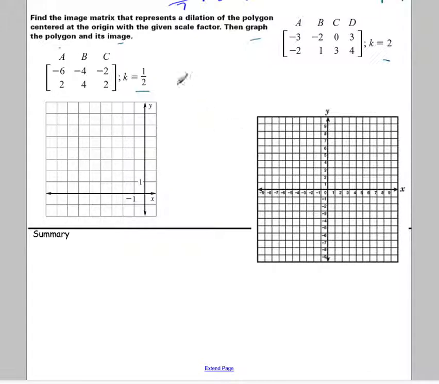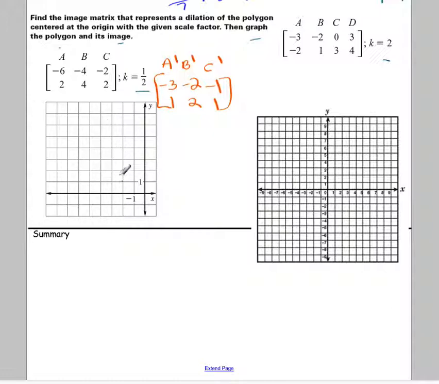So the first thing I'm going to do is find the new matrix, A prime, B prime, C prime. When we're doing a dilation, all we do is multiply the scale factor with the matrix, so half of everything, so divide everything by 2. -3, -2, -1. 2 divided by 2 is 1. 4 divided by 2 is 2. 2 divided by 2 is 1. There we go. There's our points.